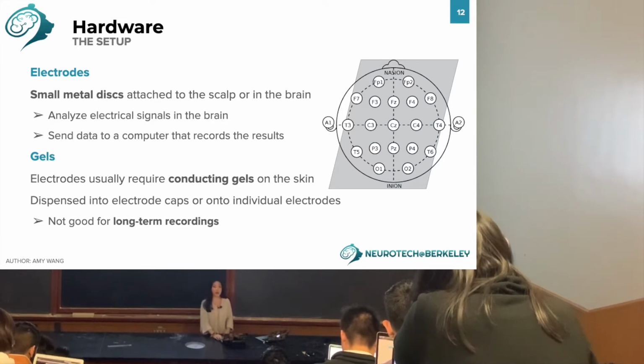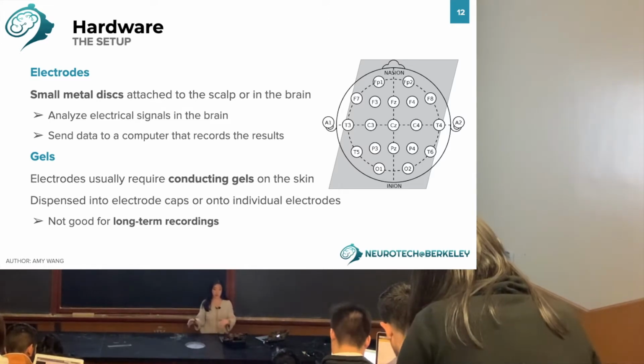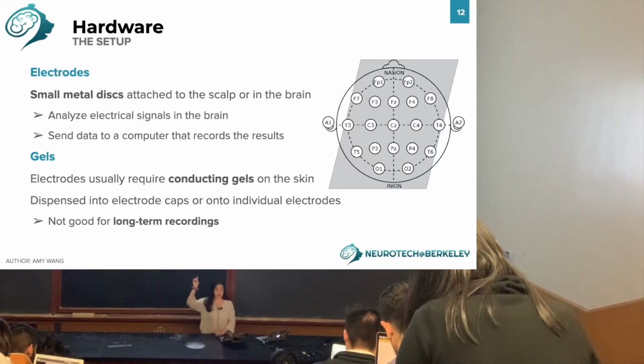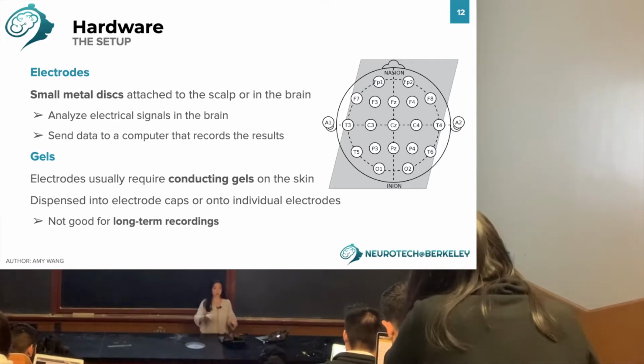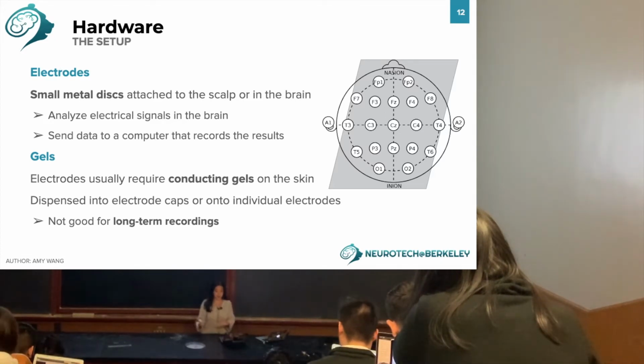So the hardware of EEG is electrodes, obviously. They're small metal discs attached to the scalp or in the brain. And these analyze the electric signals in the brain and send the data to computers that record the results. There are specific rules and maps that specify where electrodes should go on the scalp. This picture is called the 10-20 system. It's basically where distances between adjacent electrodes are either 10% or 20% of the total back to front or left to right distance of the skull. This method was developed to standardize testing, basically, and it's based on the relationship between the location of an electrode and the cerebral cortex.